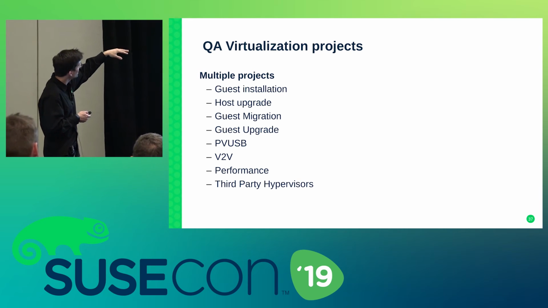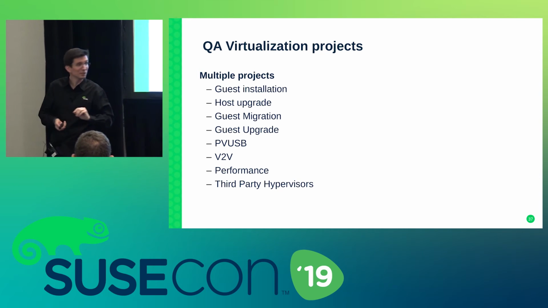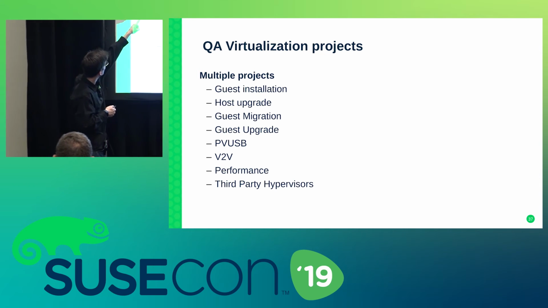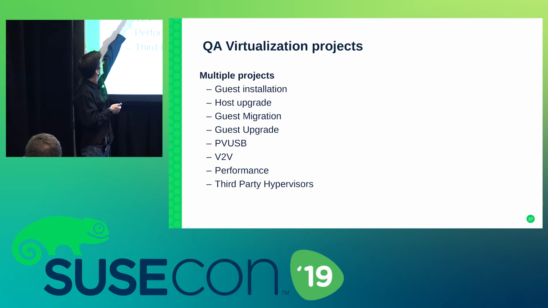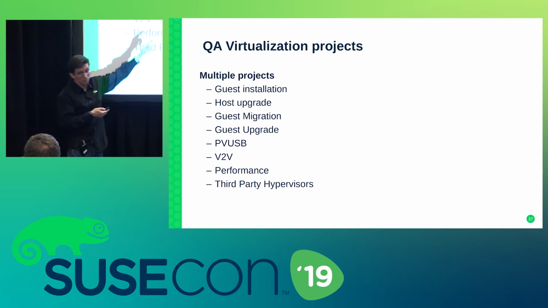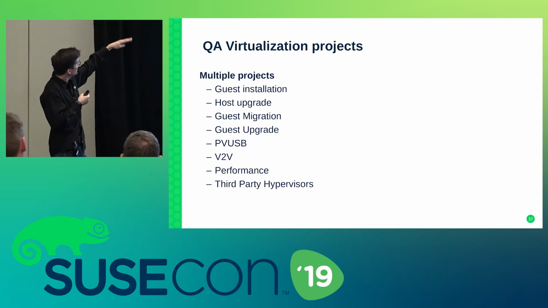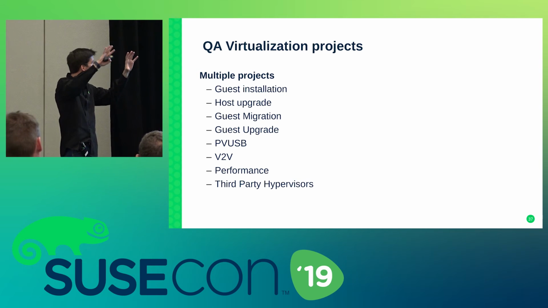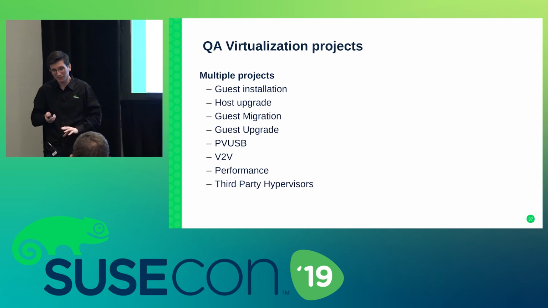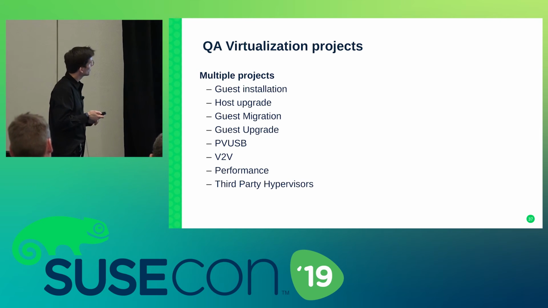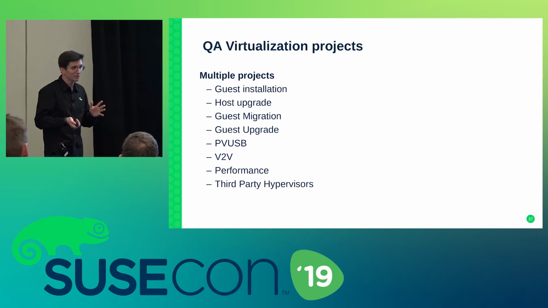And if you look at all these projects, then you can combine them, which means that you can do a host upgrade, then do a guest installation, and then use the fourth project, guest upgrade, to upgrade the guest. So doing that, you combine all these projects, and you are able to have a big matrix of testing. To run all these projects, it takes 2 weeks. There are 170 test cases we run, so it's really long.